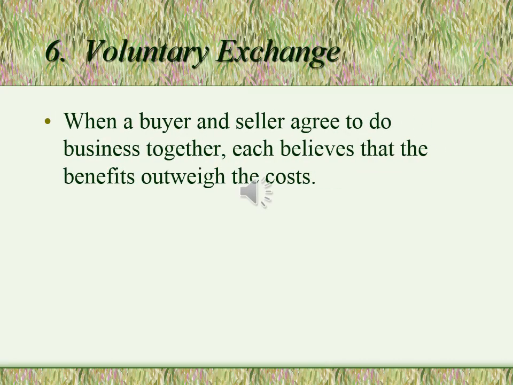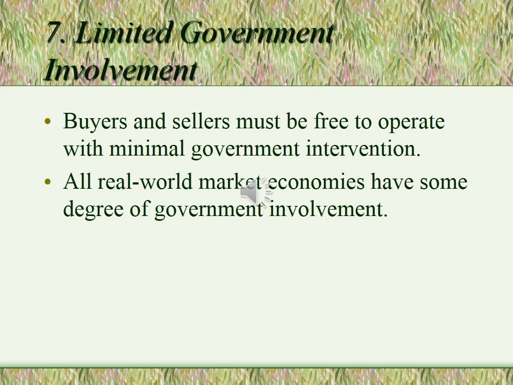The sixth characteristic is voluntary exchange. When a buyer and seller agree to do business together, each believes that the benefits outweigh the costs. The seventh characteristic is limited government involvement. Buyers and sellers must be free to operate with minimal government intervention, which means that the government has to interfere only a little. All real-world market economies have some degree of government involvement.